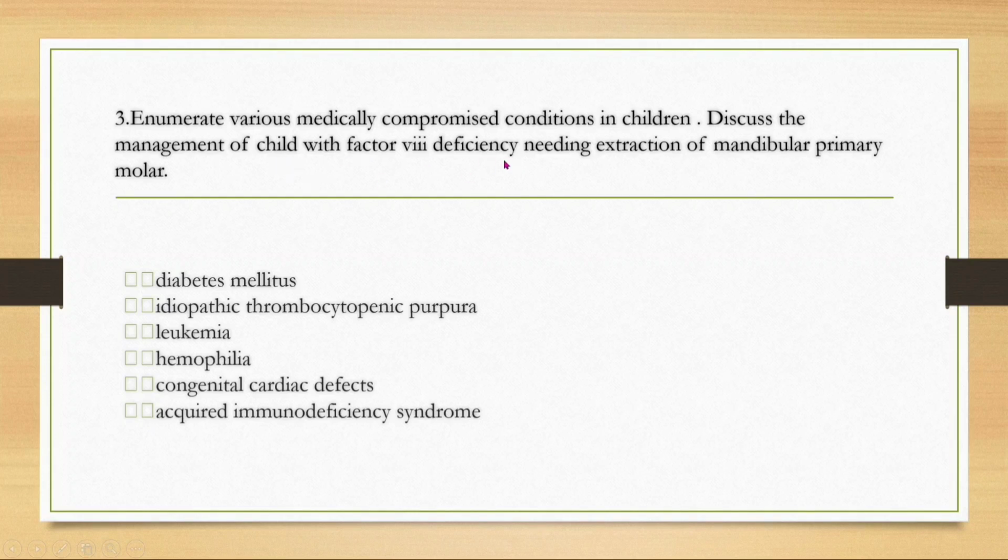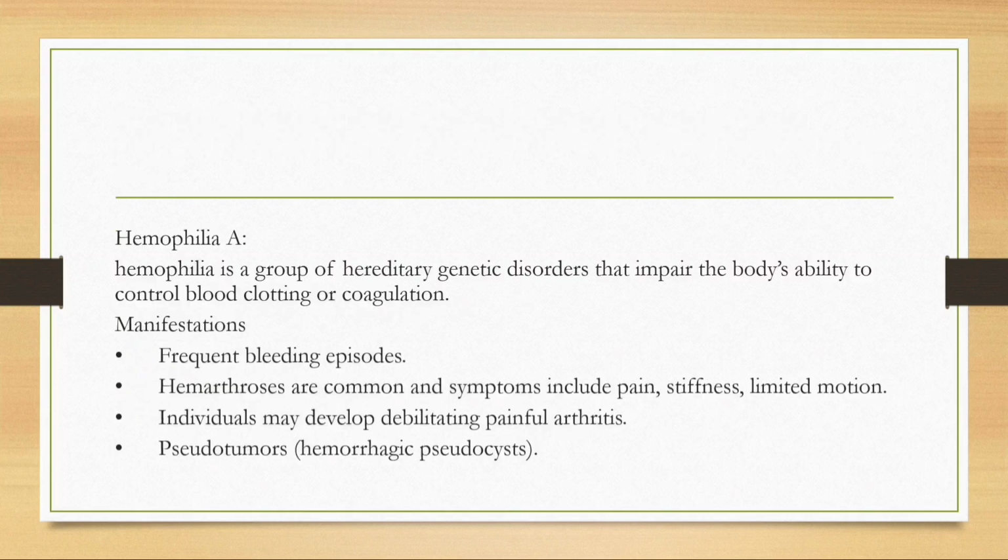Management of children with factor A deficiency who require extraction of a tooth. The common medically compromising conditions are diabetes mellitus, leukemia, hemophilia, thrombocytopenic purpura, congenital cardiac defects, and acquired immunodeficiency syndrome. Hemophilia A, we know, is a hereditary genetic disorder where our body's ability to control bleeding is impaired. The coagulation is impaired, so there will be frequent bleeding.